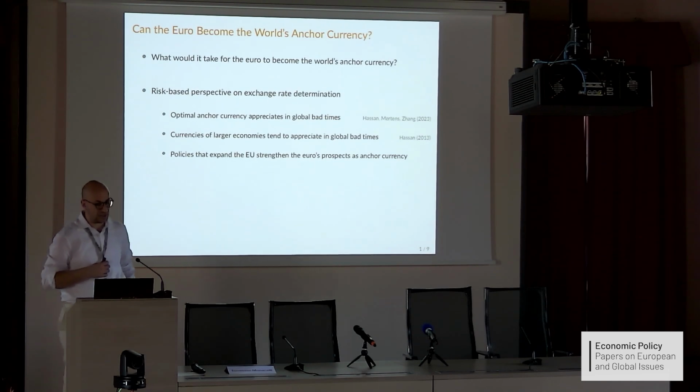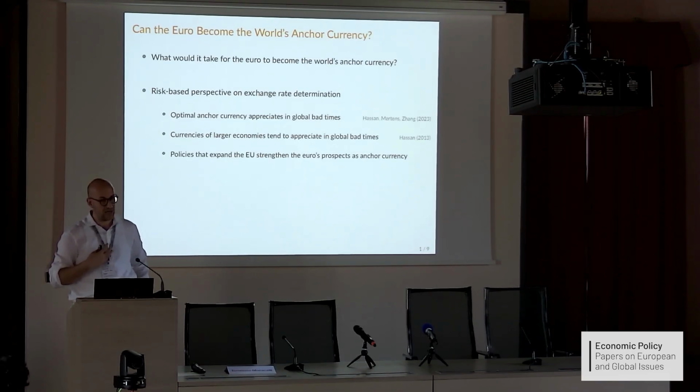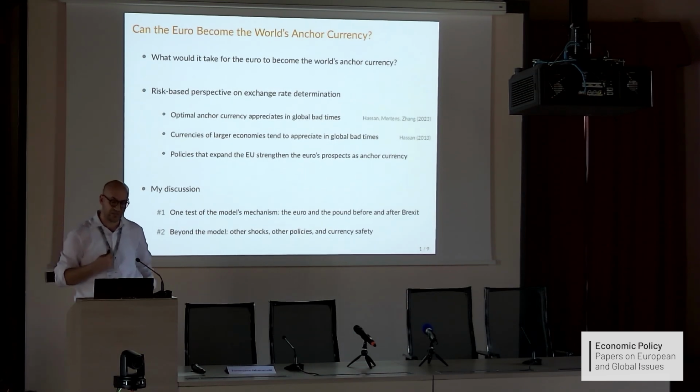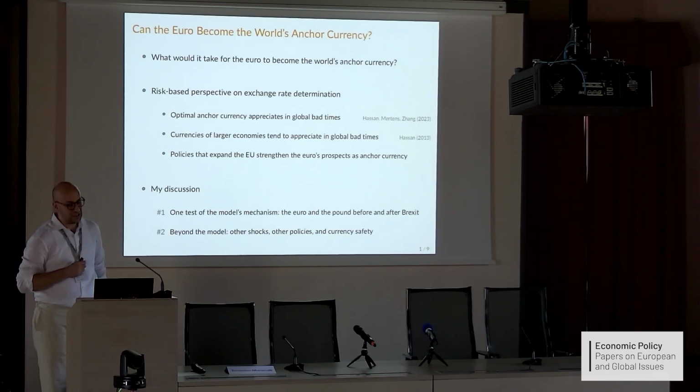And it follows that policies that expand the effective size of the EU or the euro area make the euro a safer currency in the sense of its covariance, and as a result increase the euro's prospect as an anchor currency. So after briefly summarizing the mechanism, I'll do two things. First, I'll propose and implement a test of the model mechanism based on the properties of the euro and the pound before and after Brexit, which was an episode of change in EU integration.